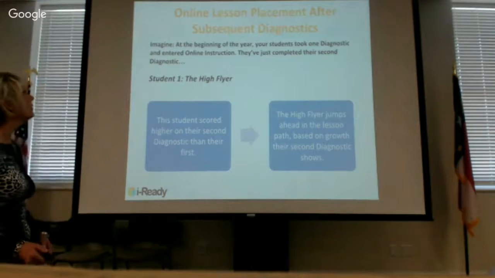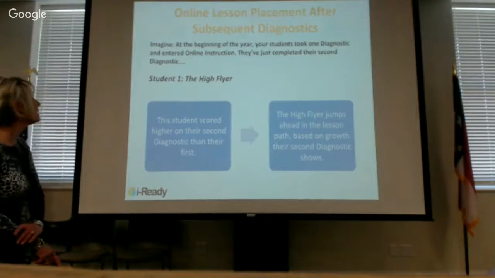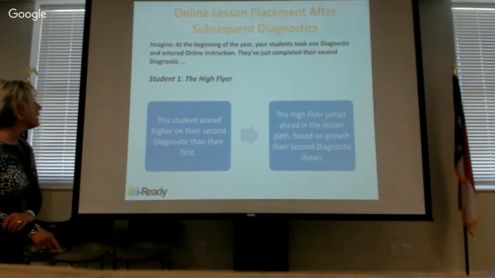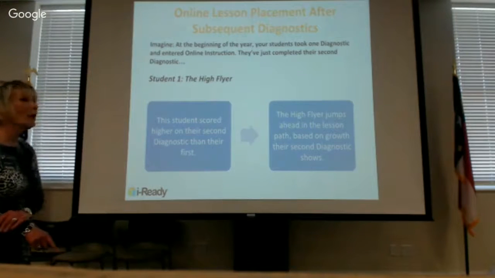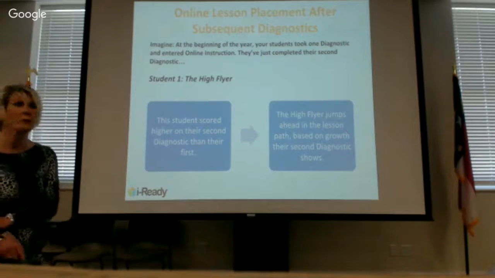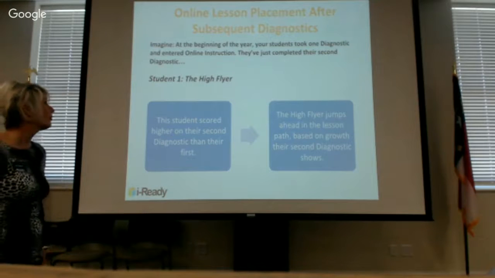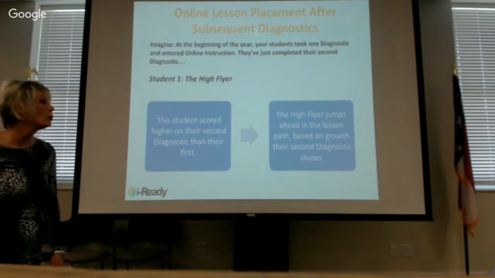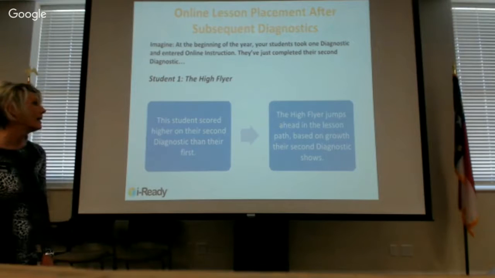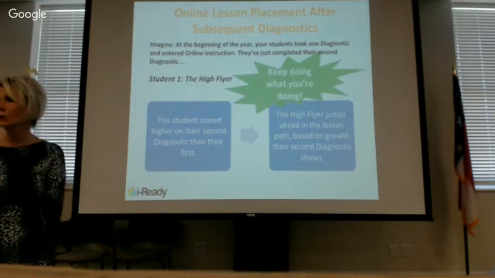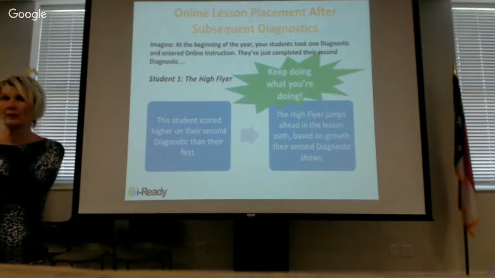Imagine at the beginning of the year, your students took one diagnostic and entered online instruction. They've just completed their second diagnostic, and our example is student 1, the high flyer. This student scored higher on their second diagnostic than their first, so the high flyer jumps ahead in the lesson path based on the growth their second diagnostic shows. So keep doing what you're doing. You're doing perfect.